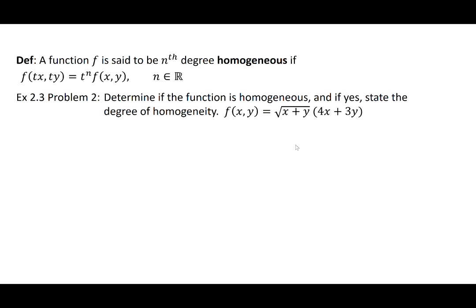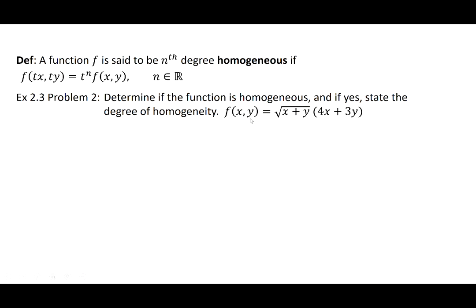When you take a few upper level math courses, stuff like this is just a piece of cake. I'm sure even now, to a lot of you, it's crystal clear what you need to do. What is it? Would you agree the definition says everything hinges on figuring out f of tx comma ty and checking whether or not that is equal to t to the n times f of x y?